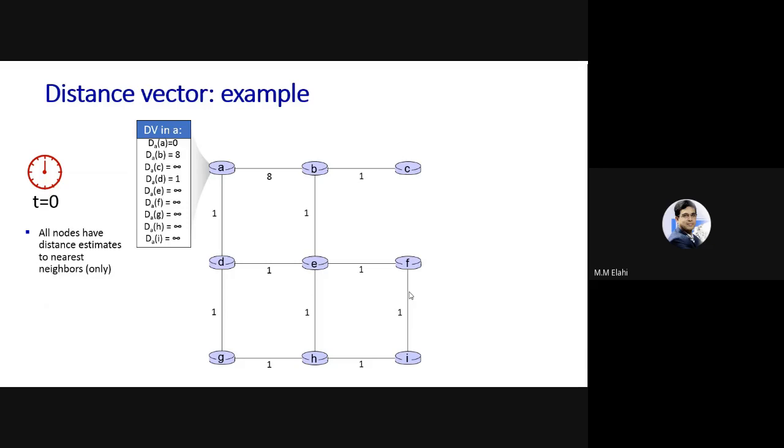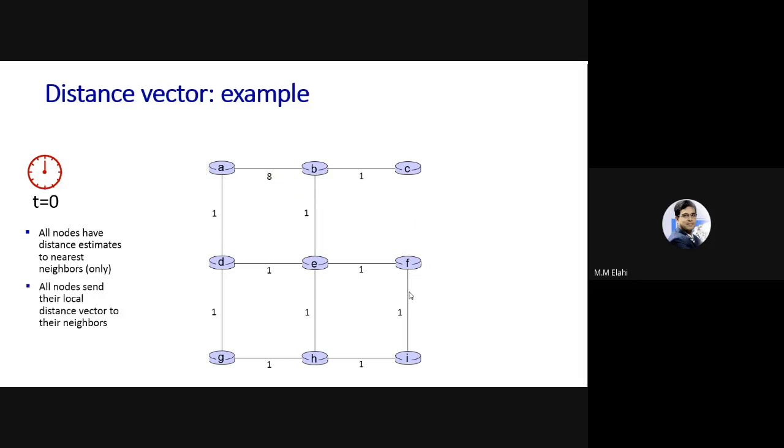That is the idea of the algorithm. So at t equals 0, all nodes have distance estimates to nearest neighbors only. That means all nodes will have only direct costs like this. There can be a few asymmetries, a missing link, or a larger cost. Anyways, then what will happen? All nodes send their local distance vector. Local distance vector means their initialized information to the neighbors.